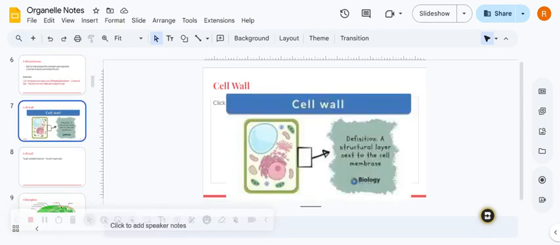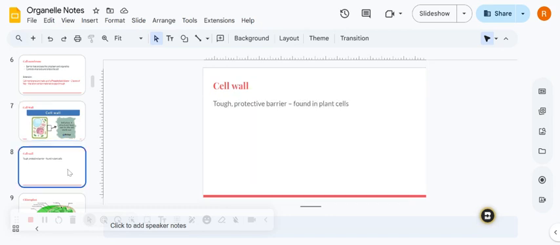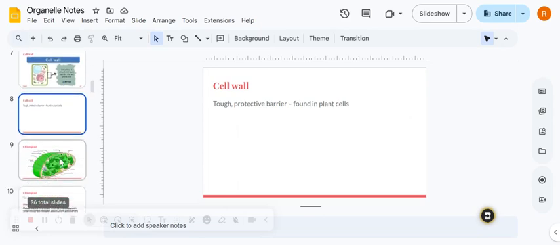Similarly, plants have a cell wall. Animal cells do not have a cell wall. The reason for this is essentially because animals have bones, right? And we have additional structures in place that give us some rigidity. Whereas plants, they get that tough protective ability to stand tall from their cell walls. So they're tough protective barriers that are found only in plant cells. So it's a thicker layer that is in addition to cell membranes, but only in plants.